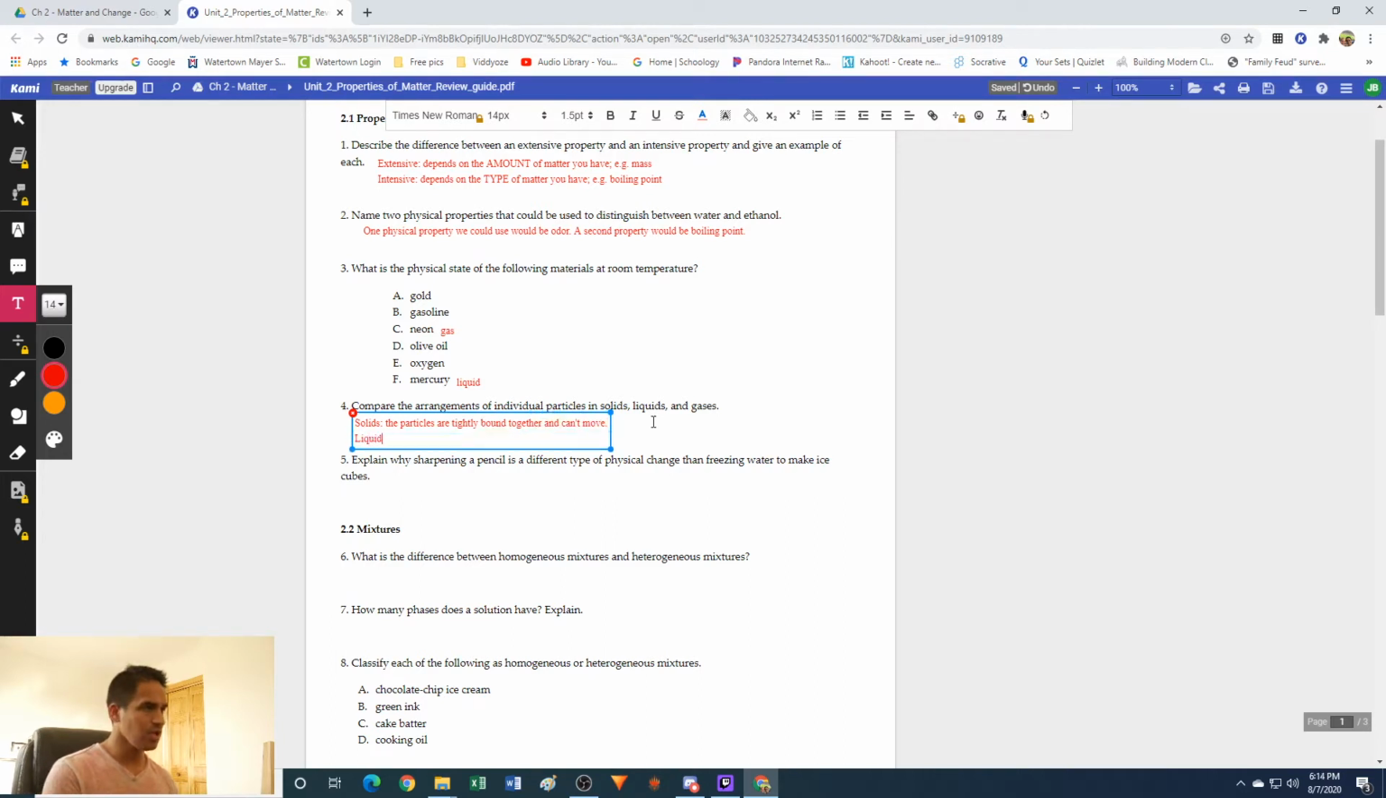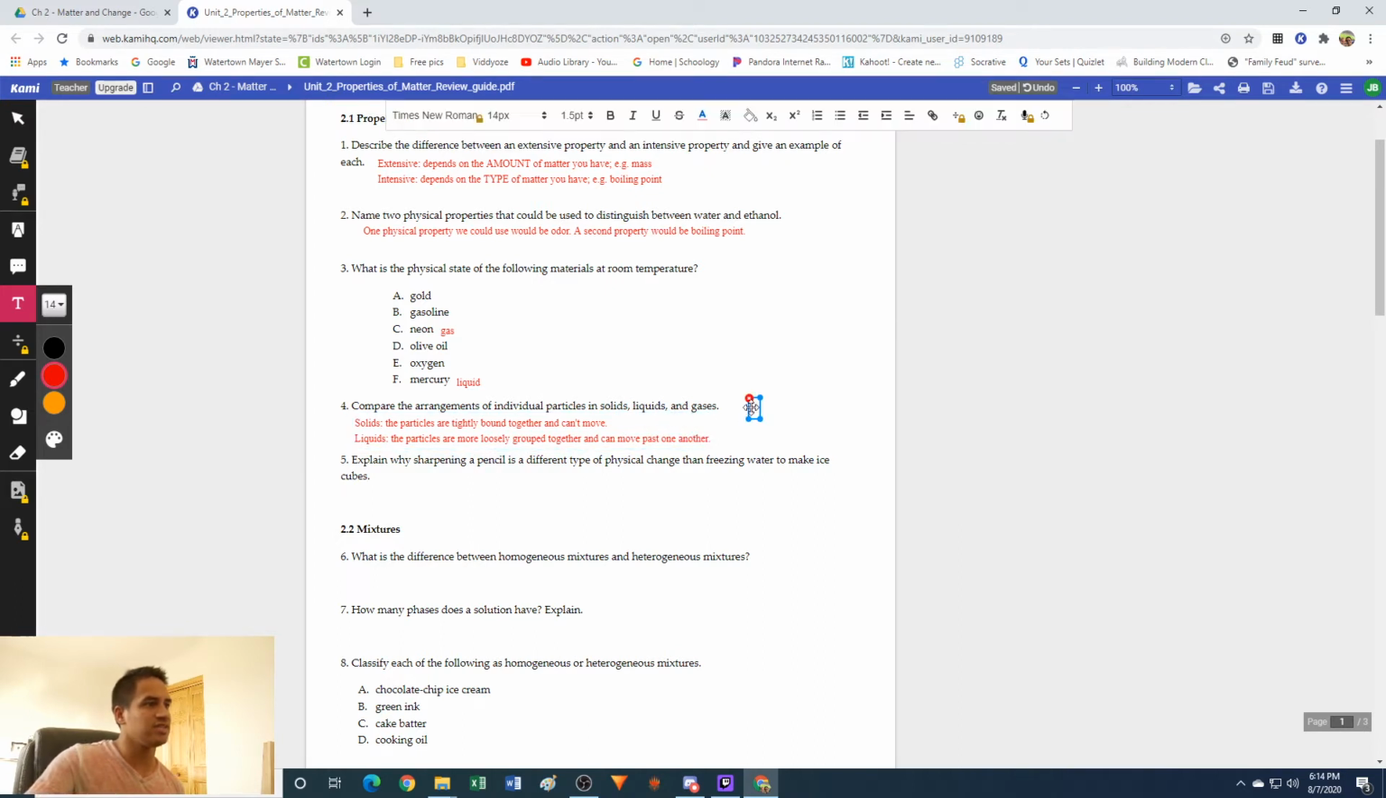Okay. In liquids, the particles are still connected to each other, but they're much more loosely connected, so they can kind of slide past one another, move past one another. That's what gives liquids the fluidity that you're used to thinking of when you think of a liquid. So you can say the particles are more loosely grouped together and can move past one another.